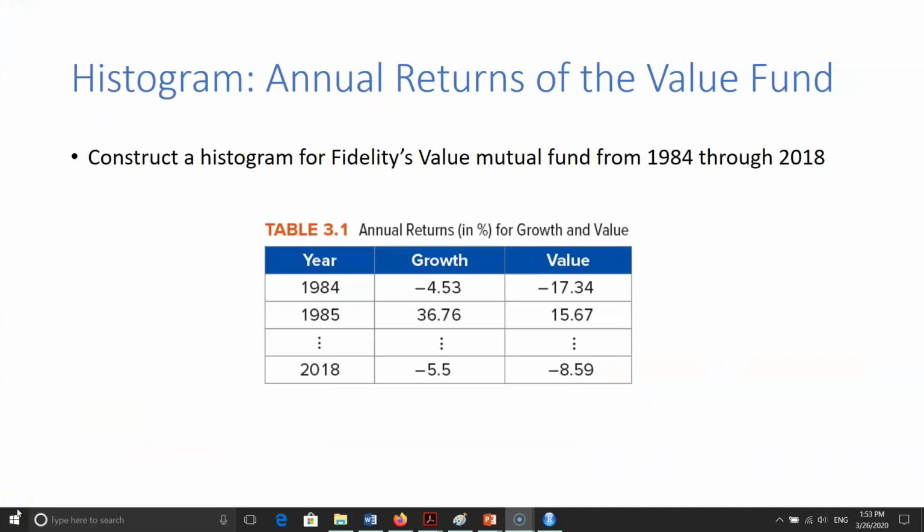Now let's look at how we can construct a histogram in R. In this example, we are going to construct a histogram for Fidelity's Value Mutual Fund from 1984 through 2018. Below is the data set, which shows the annual returns for the growth and the value mutual funds. In this example, we're only going to look at the value mutual fund.